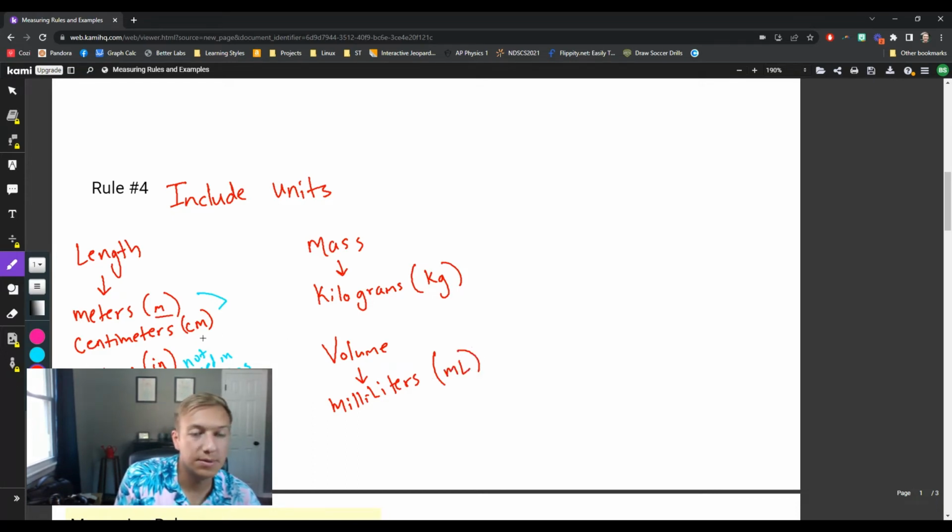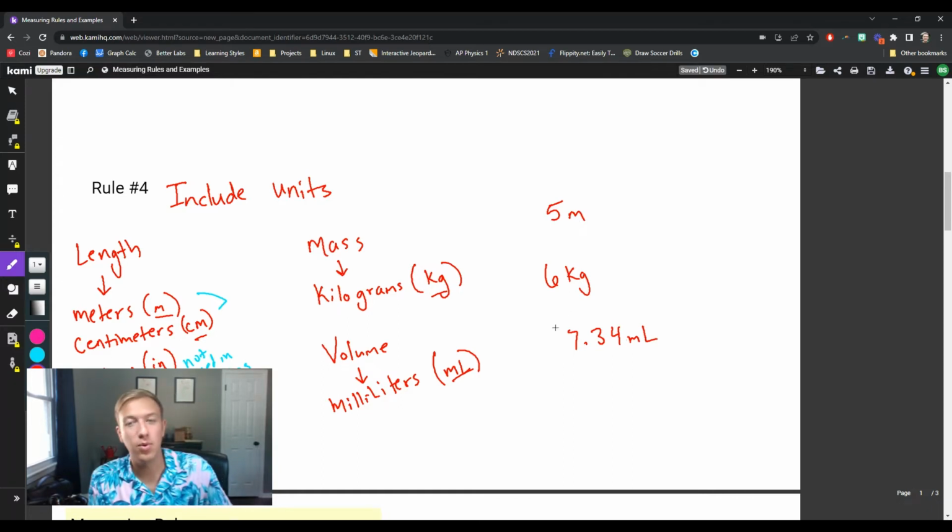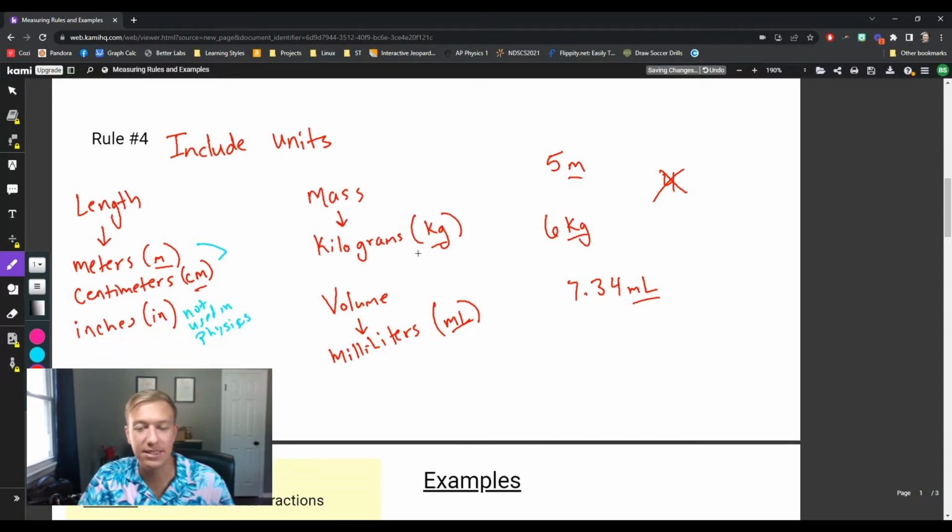Okay, and so these symbols here we include after our number. For example, 5 meters, or 6 kilograms, or 7.34 milliliters. By including those units, that tells me what that number represents. If I were to just write 4, well, it could be 4 of what? It doesn't mean anything for science. In science, we want to give those numbers meaning. So we always include those units.